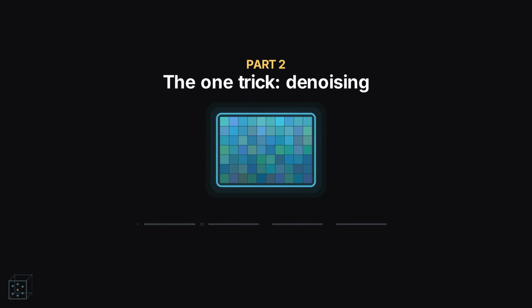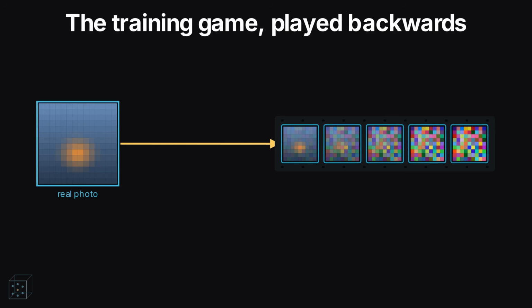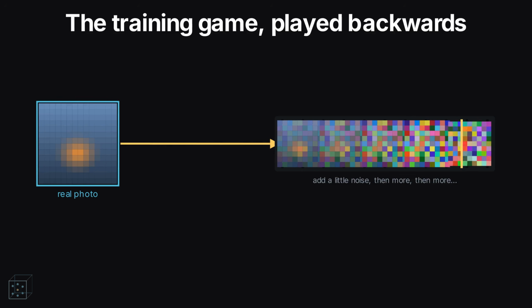Part 2. The one trick, denoising. Now how do you teach a machine to do that? You play a game backwards. You take millions of real photos, and to each one you slowly add noise, a little, then more, until the photo is buried in total static.